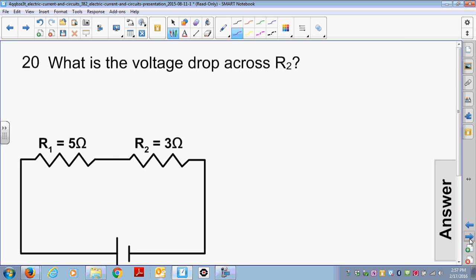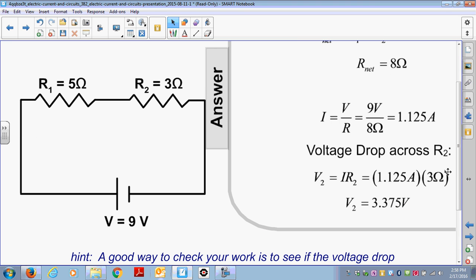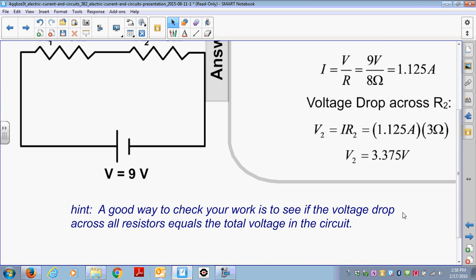What is the voltage drop now across R2? Okay, so let's take a look. We're not going to keep repeating everything. We know that the current, from the previous problem, is 1.1 amps. So what you need to do is take the 3 ohms times the 1.1 amps, and that gives us 3.4 volts.